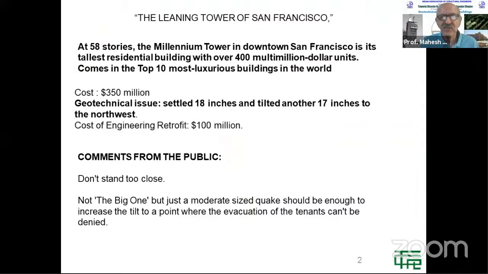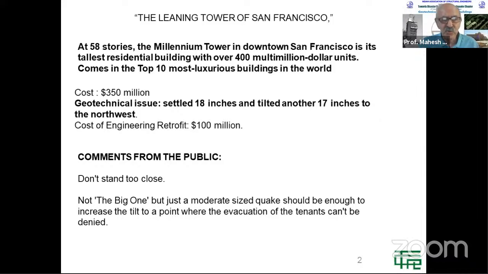The Leaning Tower of San Francisco, I had mentioned, this is a 58-story building, and it is called the Millennium Tower in downtown San Francisco. As you know, that is one of the most expensive pieces of real estate in the world. And this building is the tallest residential building with over 400 multi-million dollar units. It comes in the top 10 most luxurious buildings in the world. Its cost was 350 million. And as you can imagine, the average cost, how much it would be.